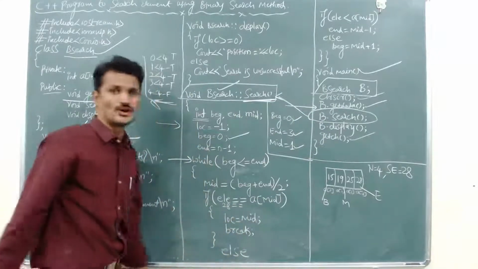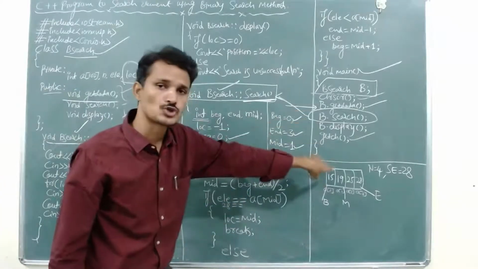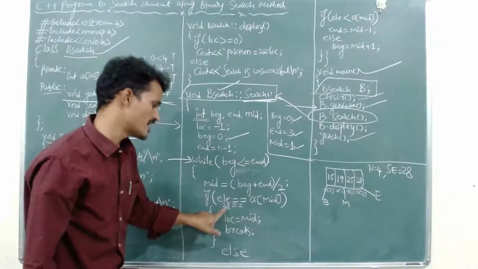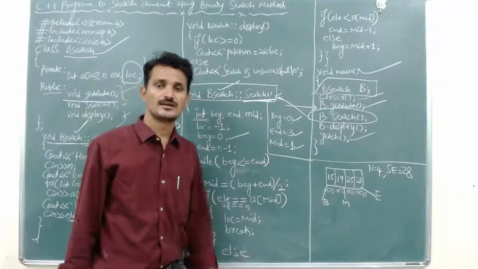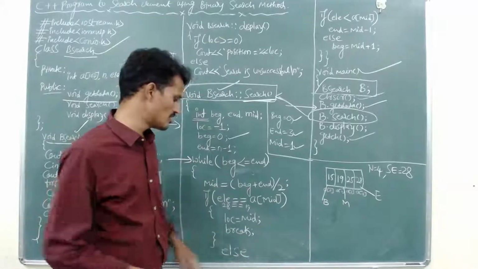28 is equal to a of mid. A of mid means a of 1. What is the value stored in a of 1? 19. That means 28 is equal to 19. Condition false. 28 is not equal to 19. The condition is false.